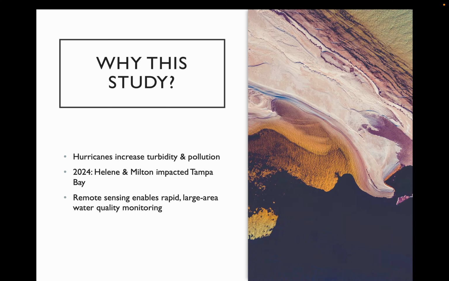And instead of relying on in situ sampling, which is very limited in coverage and in timing as well, remote sensing gives us a synoptic and repeatable way to monitor turbidity at the landscape scale. This project demonstrates how satellite imagery can detect those post-storm changes quickly and consistently.